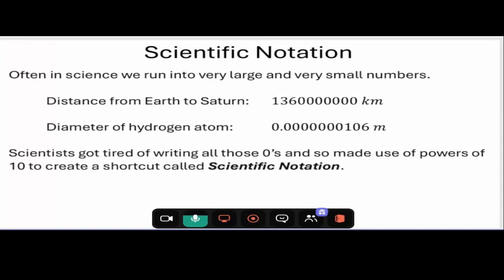So scientists, you can imagine, got tired of writing all those zeros over and over and over every time in their calculations or in their results or whatever it was. And so they decided to make use of powers of 10, because all those zeros can be thought of as multiplying or dividing by 10, to create a shortcut called scientific notation.